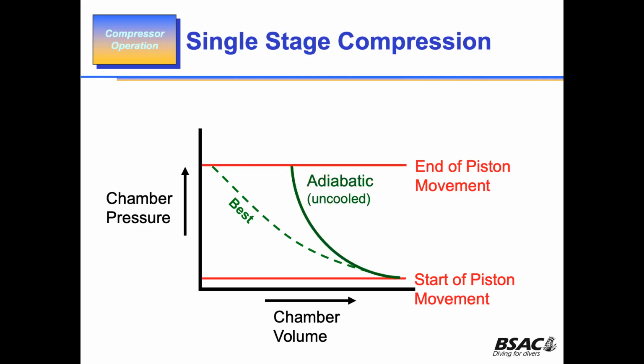There are two types of compression. There's adiabatic, which is the sort of compression you get with a gas compressor. A single stage gas compressor will be adiabatic. It's uncooled. So what happens is that you start to push the air, the cylinder starts to move, it starts to push the air up inside the chamber, and the pressure increases.